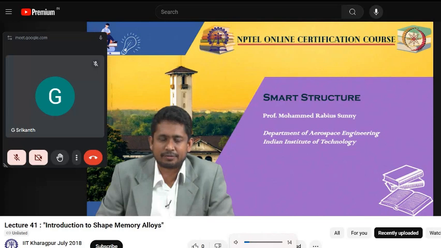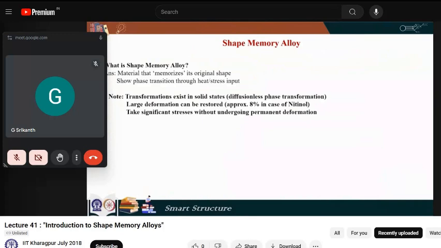Welcome to the first lecture of 8th week. In this week, we will start discussing a new class of smart material, that is shape memory alloy. At first, we will see the behavior of this shape memory alloy. We will see what makes this material smart, and then we will talk about their mathematical modeling, I mean the constitutive relations, and after that we will see some applications and the corresponding formulations.